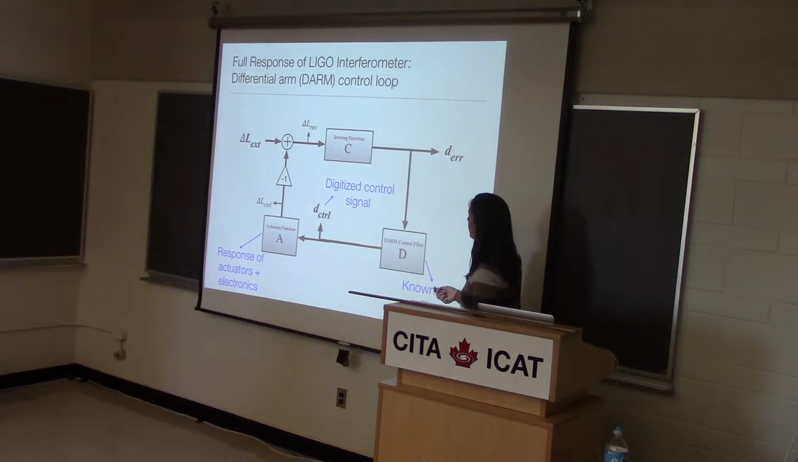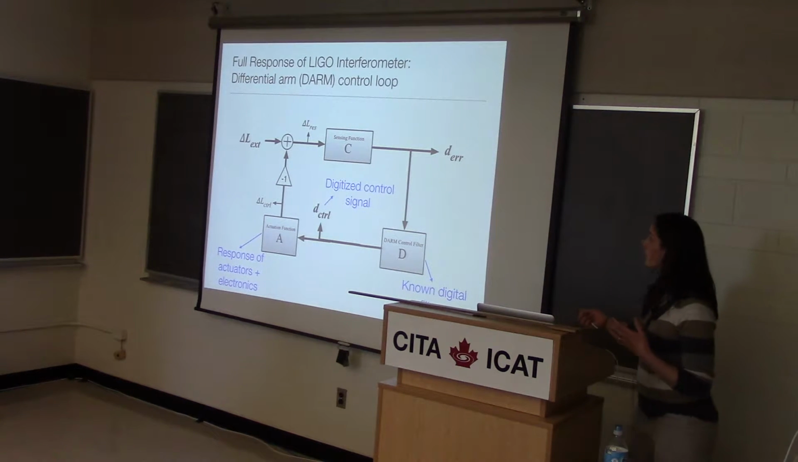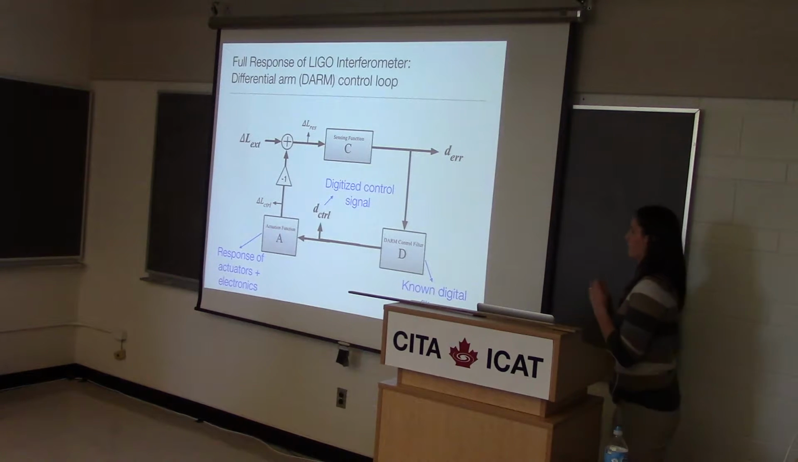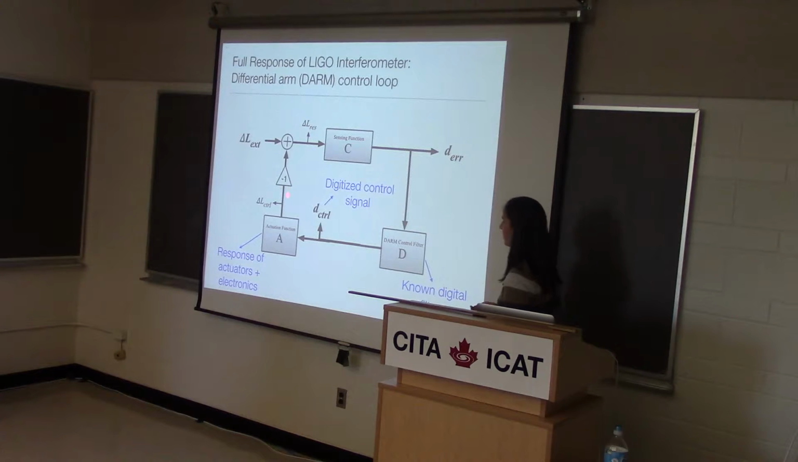So the differential arm degree of freedom in LIGO is part of a feedback loop that we call the differential arm control loop, or DARM, which is lingo you'll hear a lot in LIGO. The DARM loop involves the sensing function we've already talked about, and then the error signal of the loop is filtered through a set of known digital filters, which then spit out the digitized control signal.